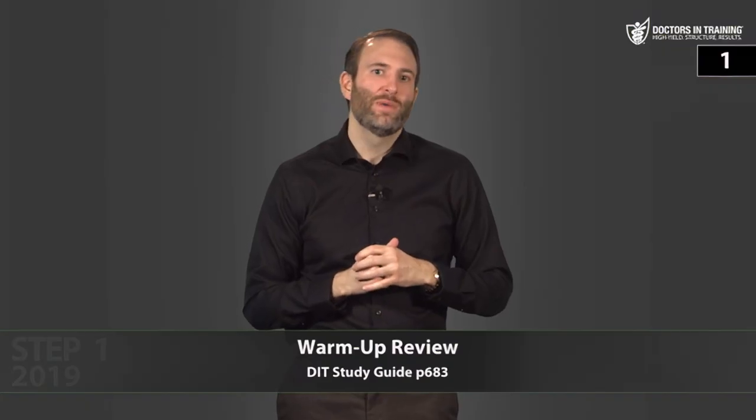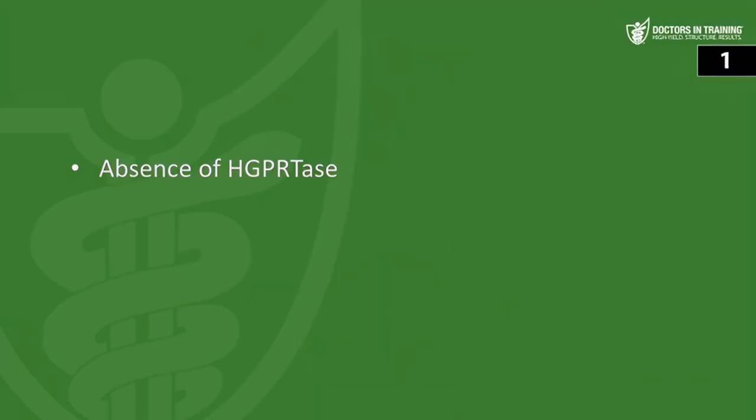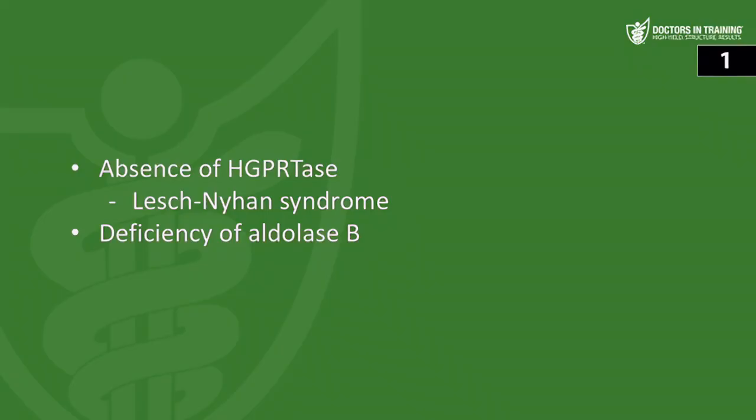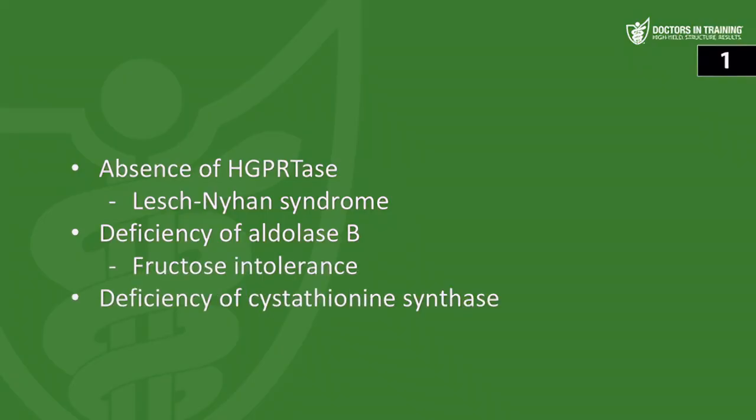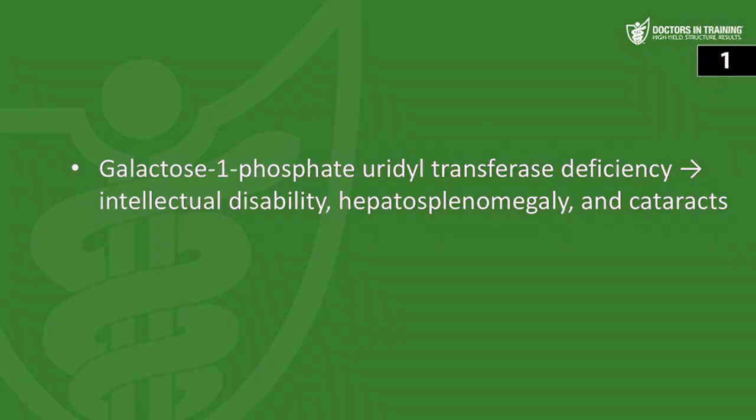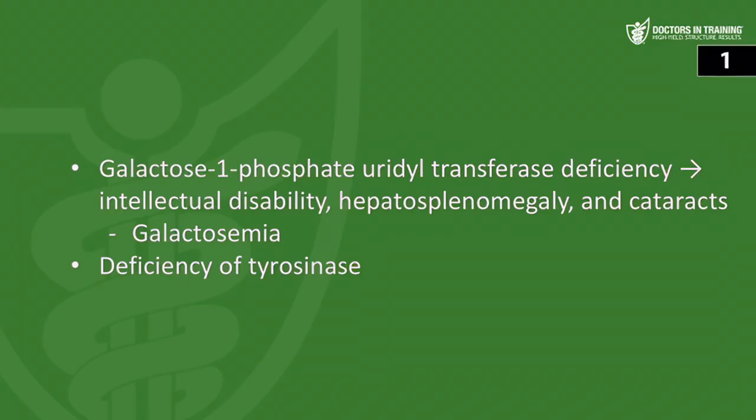It's time for another warm-up. Let's get going. Which genetic syndrome is caused by each of the following underlying mechanisms? So first we have absence of the HGPRTase, that's Lesch-Nyhan syndrome. Deficiency of aldolase B, that's going to be fructose intolerance. Deficiency of cystathionine synthase, that's going to be homocystinuria. Galactose-1-phosphate uridyl transferase deficiency, resulting in intellectual disability, hepatosplenomegaly, and cataracts, that's going to be galactosemia.